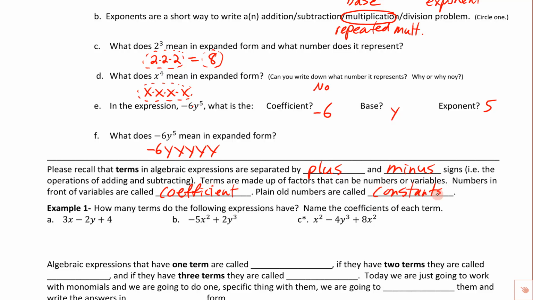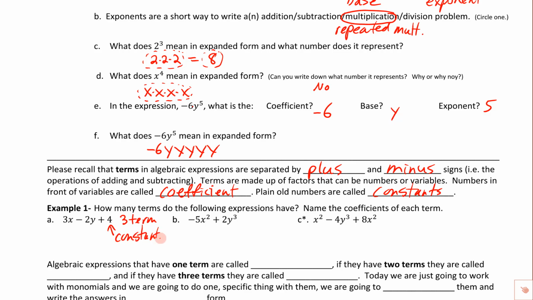All right, now if we take a look at example 1 here, it says, how many terms do the following expressions have? Name the coefficients of each term. So how many terms does this have? We look through here and we'll notice this is 3x minus 2y plus 4. So we have 3 terms. Now this guy right here, it's a plain old number. That is a constant. So I'm just going to write constant right here.